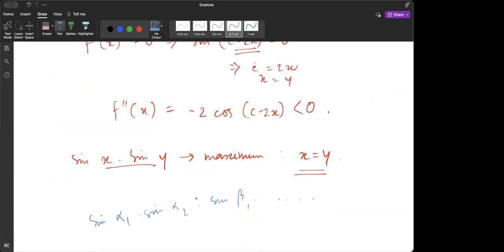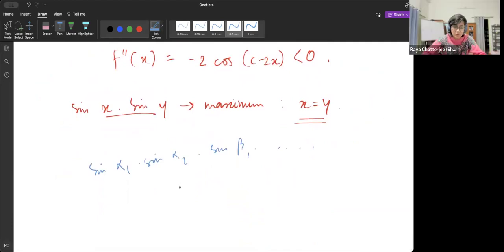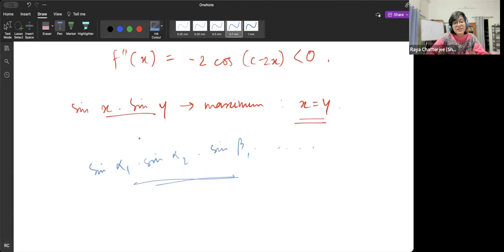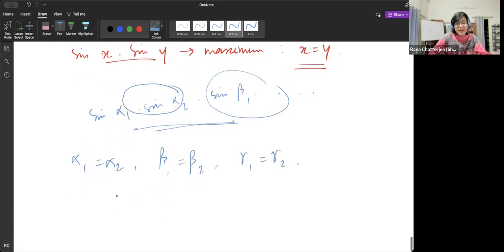Is the maximal triangle the right angle triangle? No, it's the equilateral triangle. Yes. So to maximize this, we can take the pairwise products, alpha 1 with alpha 2, beta 1 with beta 2, and we get that alpha 1 equals alpha 2, beta 1 equals beta 2, and gamma 1 equals gamma 2. Therefore M is I, the incenter, which gives the maximum. Is that clear? We have solved the first part of the problem.